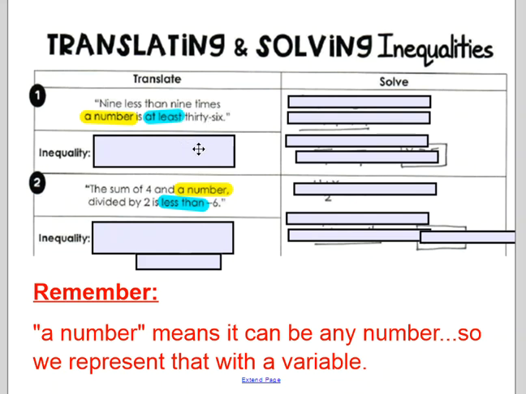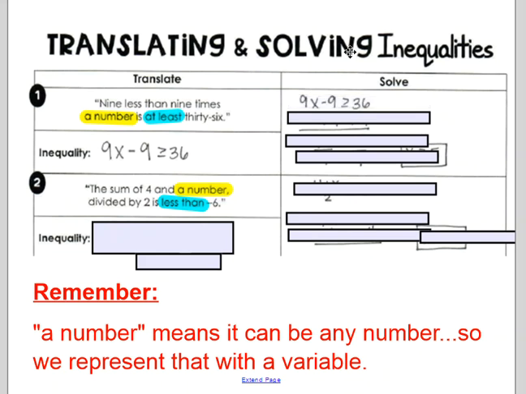All right, so the first thing we've got to do is we've got to think, what does this mean? Well, 9 less than 9 times a number, that's going to look like this. 9 less than 9 times a variable. All right, so 9x minus 9. And that is at least 36. So that means it's equal to 36 or more. So we're going to be using the greater than or equal to symbol for this one. And once we've written our inequality, now we want to solve it. Okay, we want to copy that down. 9x minus 9 is greater than or equal to 36.